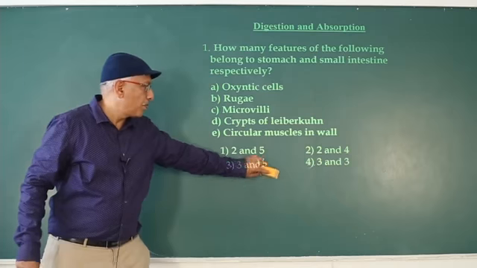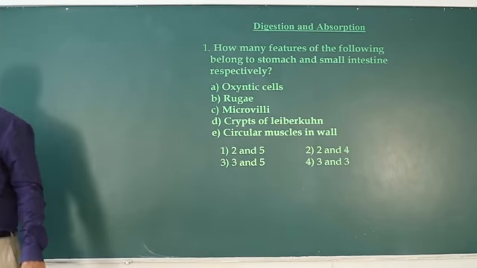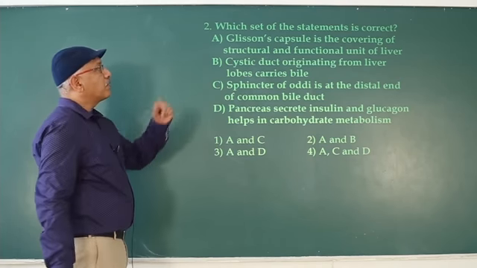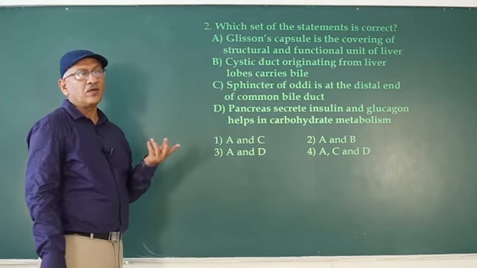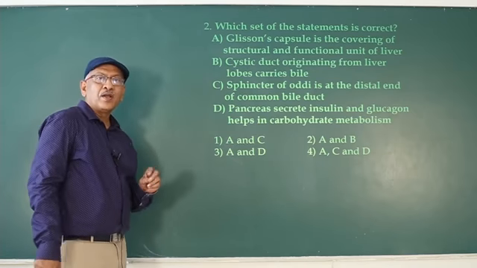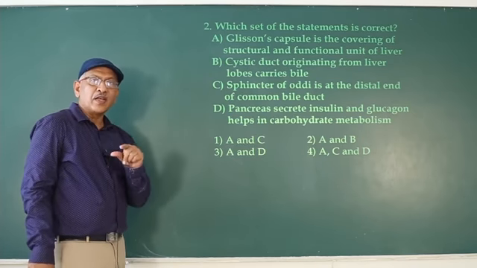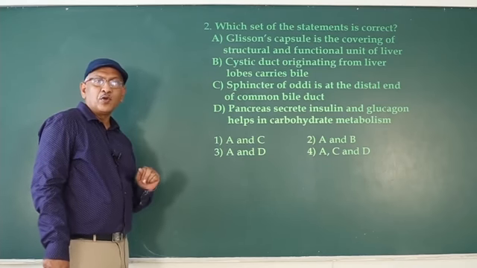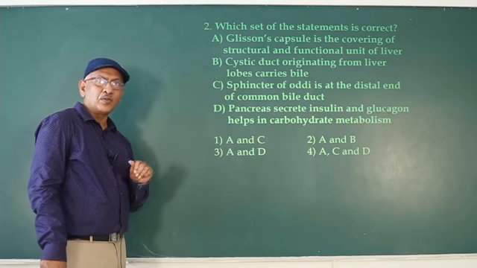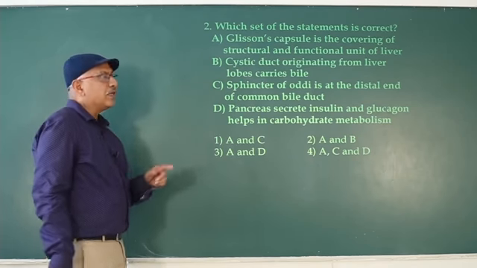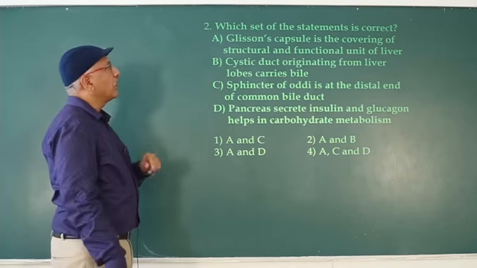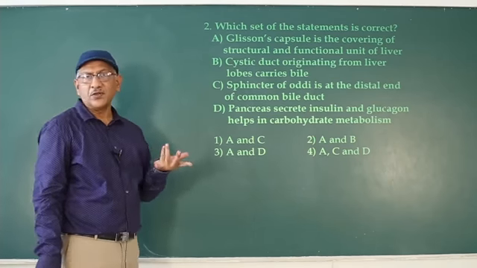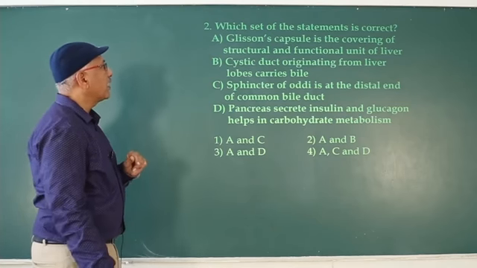So next question is, which set of the statement is correct? Gleason capsule is the covering of structural and functional unit of liver. What is Gleason capsule? Incomplete connective tissue present around hepatic lobule is known as Gleason capsule. Liver is in the form of 2 lobes. Each lobe contains several small lobes known as hepatic lobules. Each and every hepatic lobule is covered by Gleason's capsule. Correct. So hepatic lobule is the structural and functional unit of liver. That's why first statement A is correct.